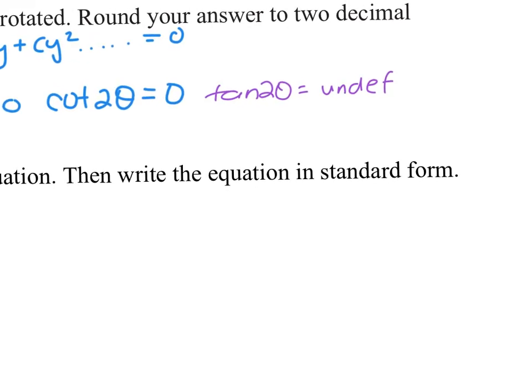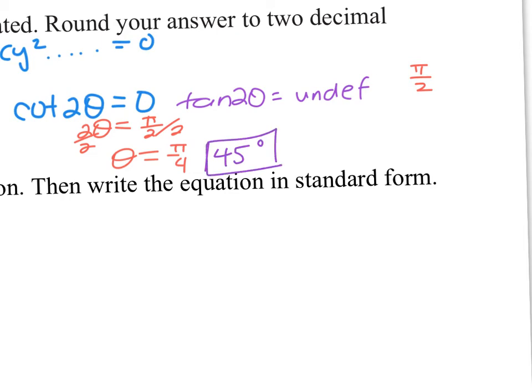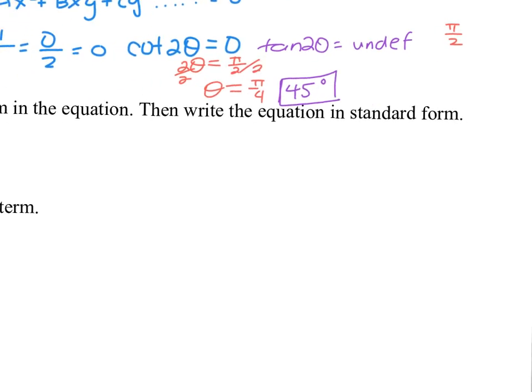And you look at your unit circle and you would find that the tangent is undefined at the pi over 2 location, because y over x would be 1 over 0, which is undefined. So if 2 theta equals pi over 2, and I divide both sides by 2, then theta is pi over 4, which is the same thing as 45 degrees. So that's all that one's asking for.